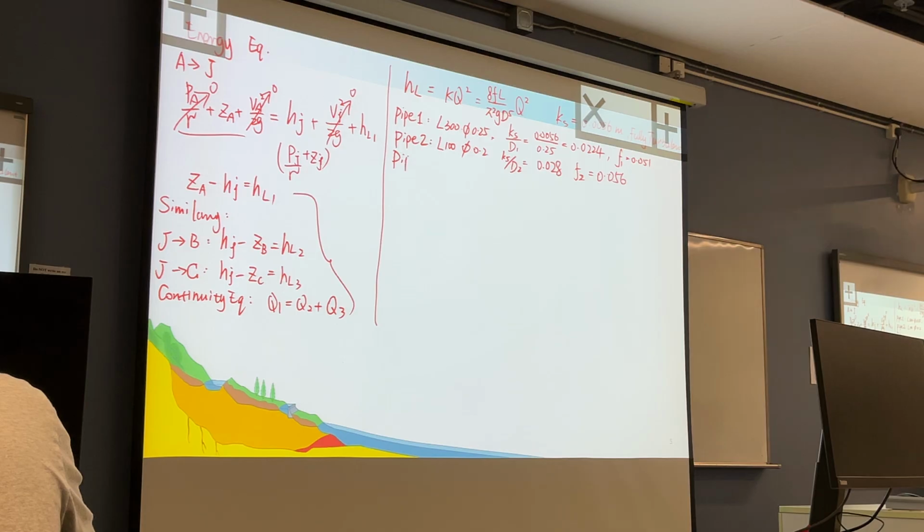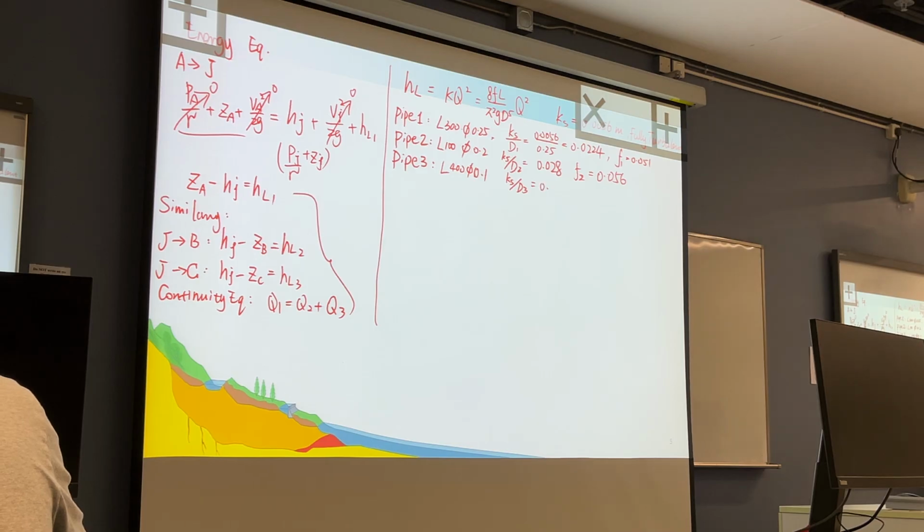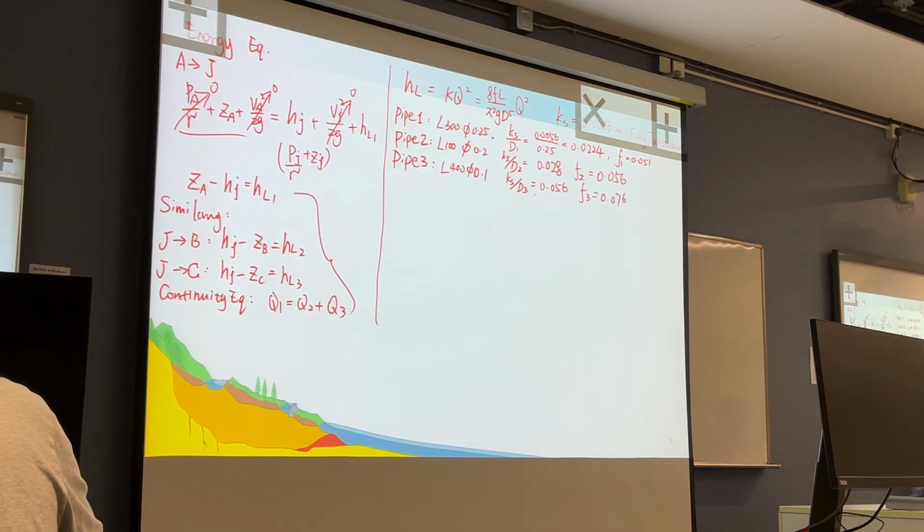Pipe 3 has a length of 400 meter, diameter of 0.1. The Ks over D3 is equal to 0.056. The frictional factor is a bit large, 0.076. Okay, about this. And then we will calculate the head loss coefficient, the K coefficient.